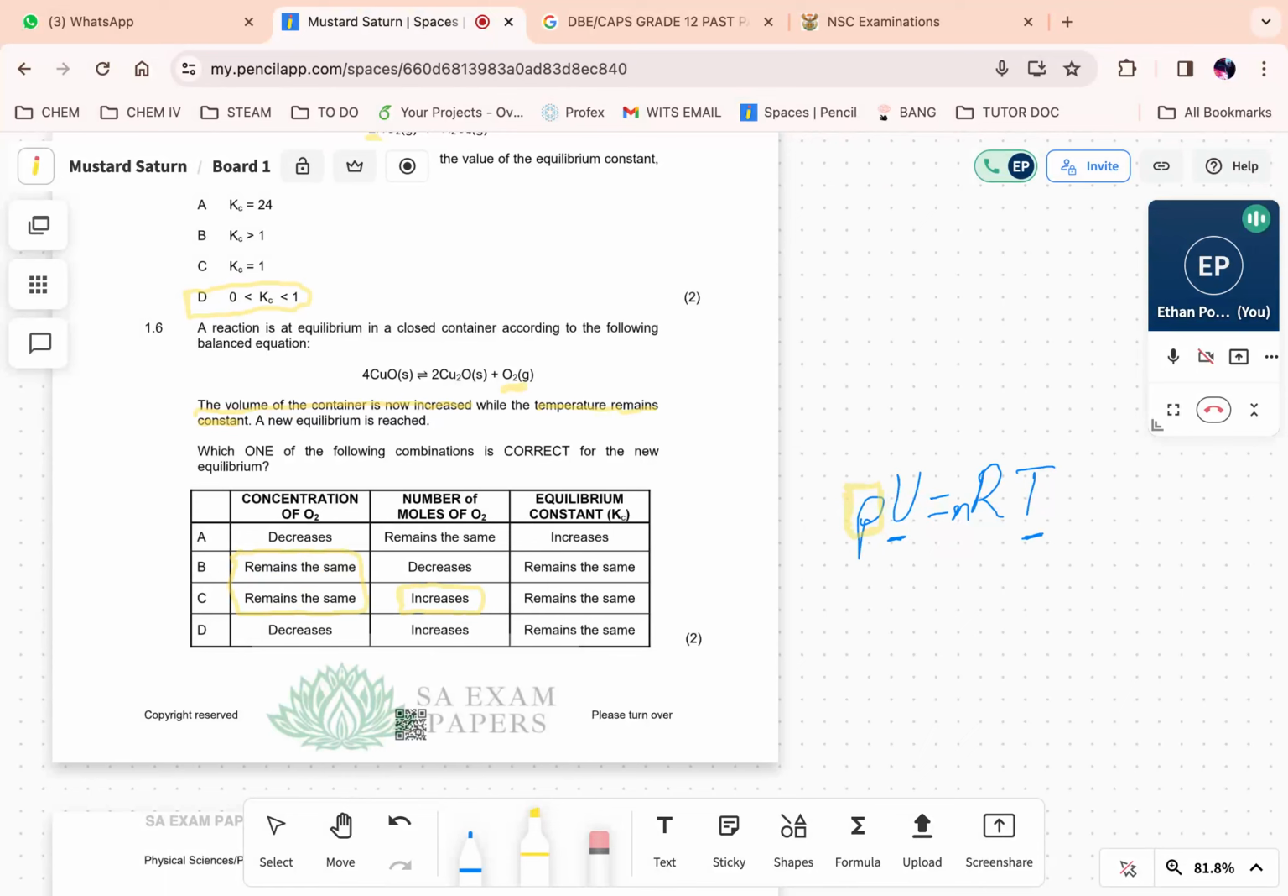And by process of elimination, we can see that the only answer that fits is this one, and that's C. So the equilibrium constant doesn't really change because the concentrations all remain constant. And if you remember from the previous question, the equilibrium constant is related to concentration. All right.